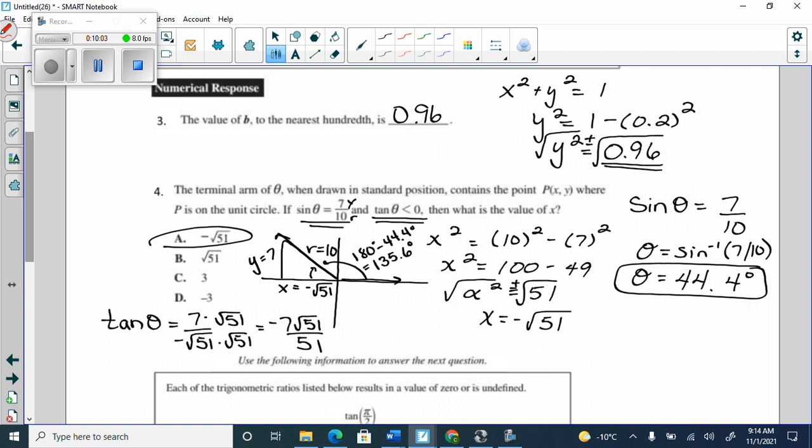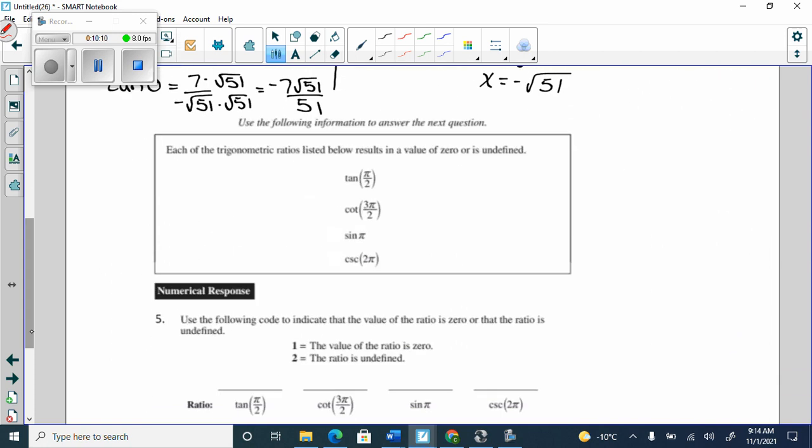Okay? We're going to do a whole bunch of these today. That's what we're going to be doing. We're going to be solving for rotational angles. Yay! Okay, good. I'm glad. Glad you're all so excited.